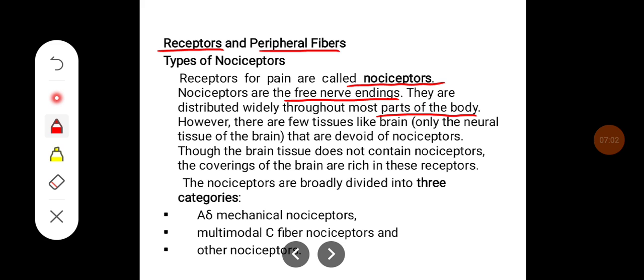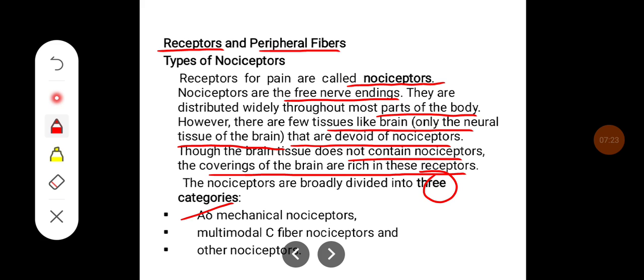However, there are a few tissues, like the neural tissue in the brain, that are devoid of nociceptors. Though the brain tissue does not contain nociceptors, the coverings of the brain are rich in these receptors. The nociceptors are broadly divided into three categories: A delta mechanical nociceptors, multimodal C fiber nociceptors, and other types of nociceptors.